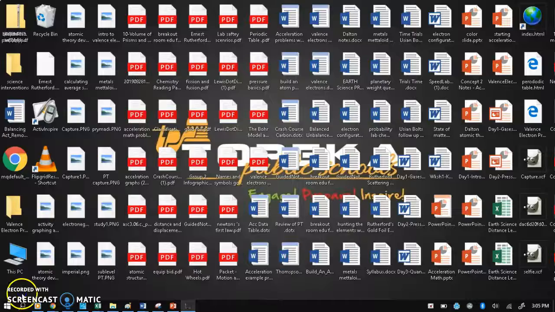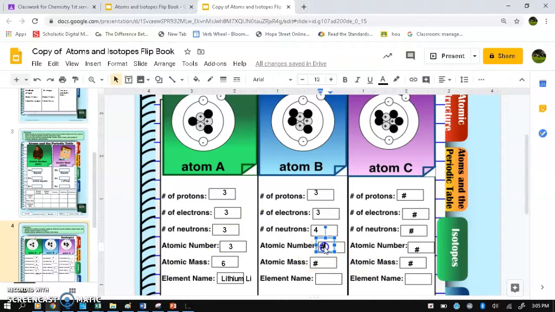Okay, so our atomic number is 3. Now, our mass number is what you calculate in the nucleus. So it's just the black and the gray guys. Okay, 1, 2, 3, 4, 5, 6, 7. Or 3 plus 4 equals 7. Either way is fine to do it.